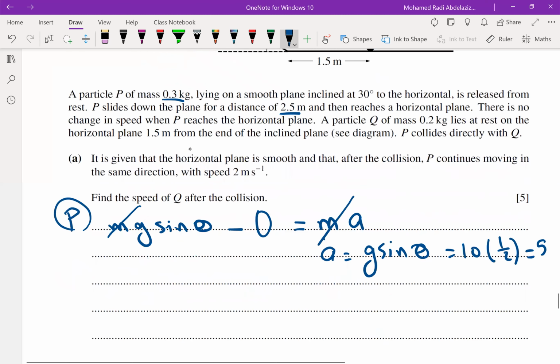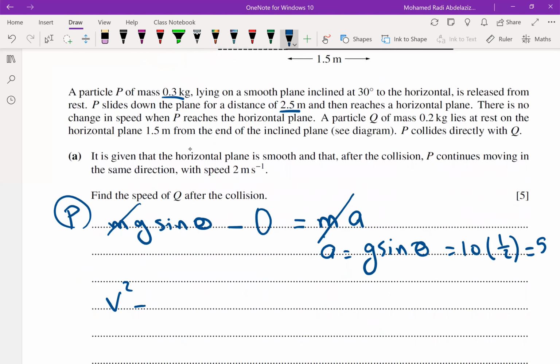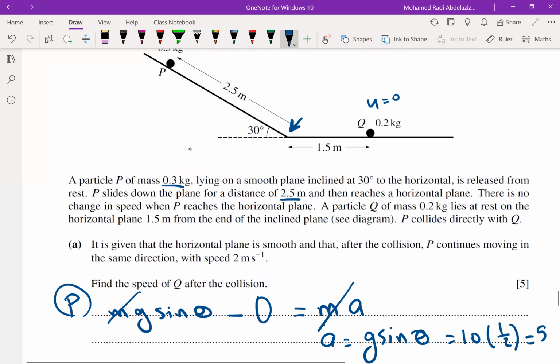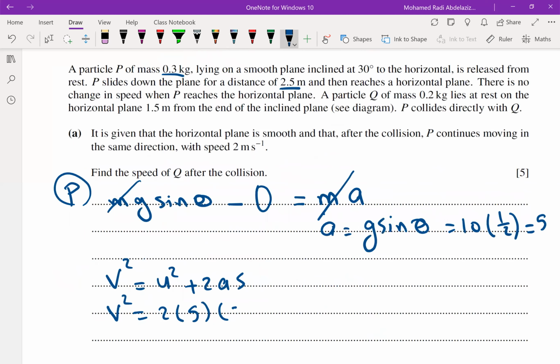Then you can find the final velocity at the end, v squared equals u squared plus 2as. So v squared is equal to u squared, 0, plus 2 times acceleration 5, and displacement 2.5. From this equation, 2 times 5, which is 10, times 2.5, is 25. By taking the square root, the final velocity is equal to 5.